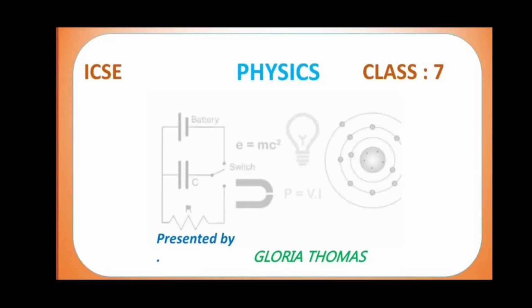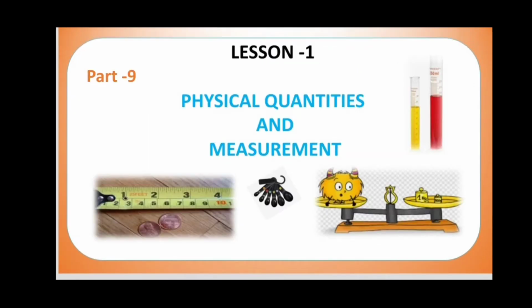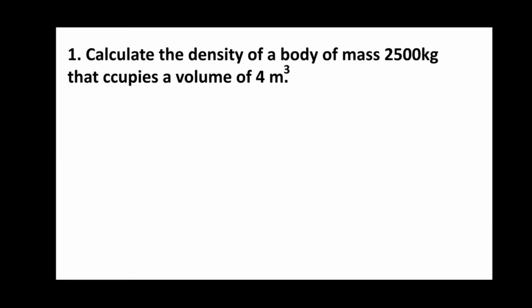Hi children, today we are going to solve some numericals based on density from the chapter Physical Quantities and Measurement. The first question is, calculate the density of a body of mass 2500 kg that occupies a volume of 4 meter cube. Here we have to find the density.